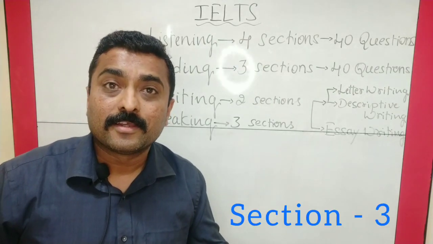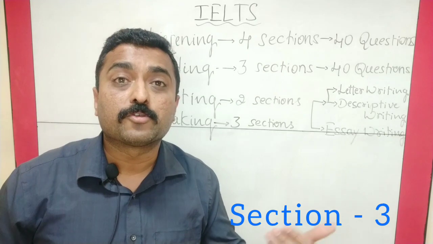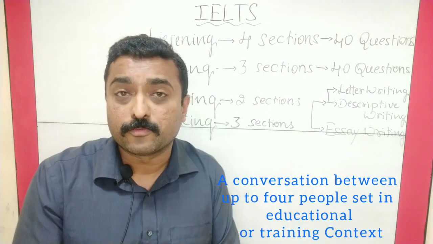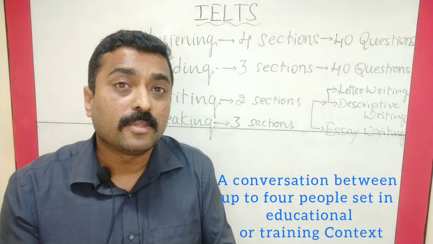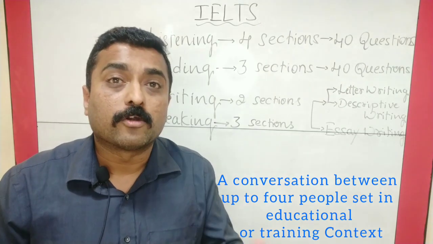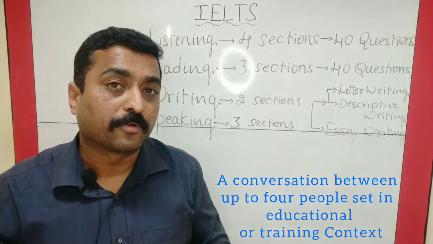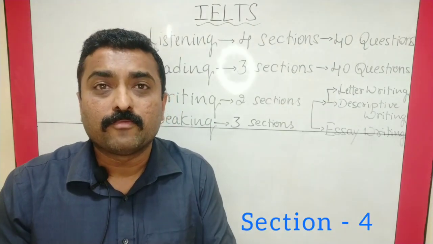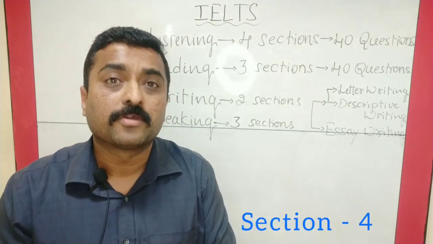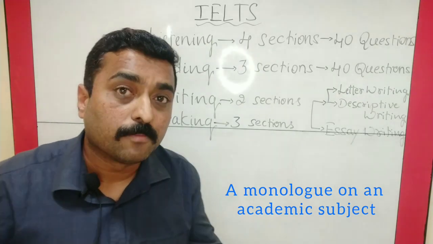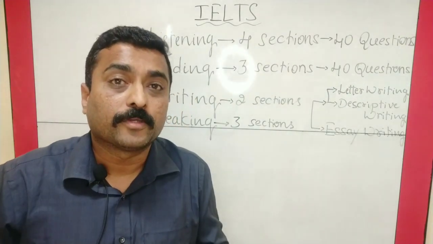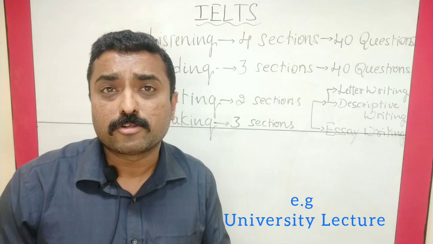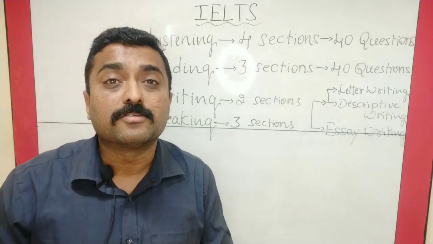Section 3 is a conversation between a professor of a university and 2 or 3 students who are talking about academic topics. That is how section 3 is. And section 4 is ideally a monologue where a person lectures or gives a presentation on a topic, and that has to be answered.